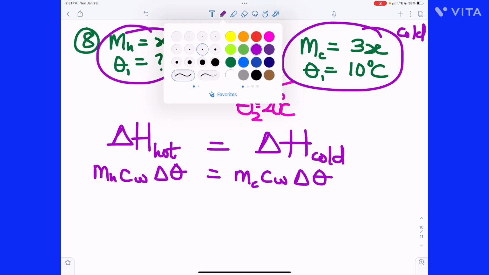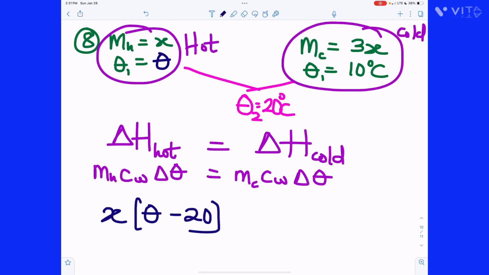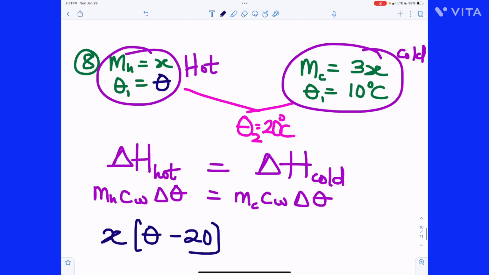Mass of hot water here is what? X. Mass of hot water here is X. The specific heat capacity of water, CW, will divide out. So change in temperature of hot water will be what? Let's just call the initial temperature of hot water theta. So change in temperature here will be theta minus 20, because hot water will be decreasing from theta to 20. You understand? It is cold water that will be increasing in temperature from what?